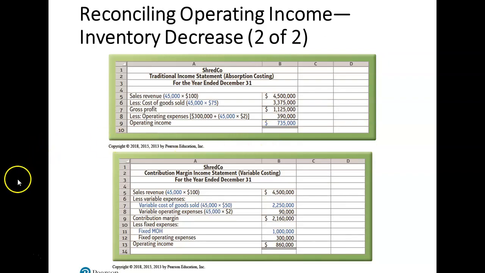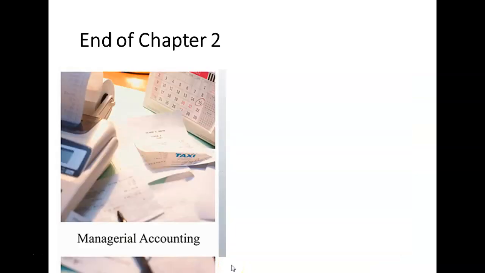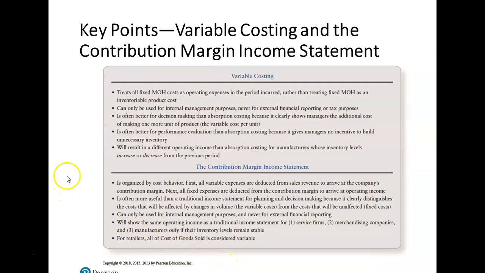As we finish up this chapter, the most important thing I wanted to bring to your attention is understanding variable costing and how it affects the income statement. And real quick, these are just some points that I think are important. One, variable costing treats all manufacturing overhead as an operating expense, period incurred. So what you have to consider is: manufacturing overhead, what is that? Why is it considered an operating expense? What does that mean? And it's only used for internal management purposes, never for external purposes or tax.